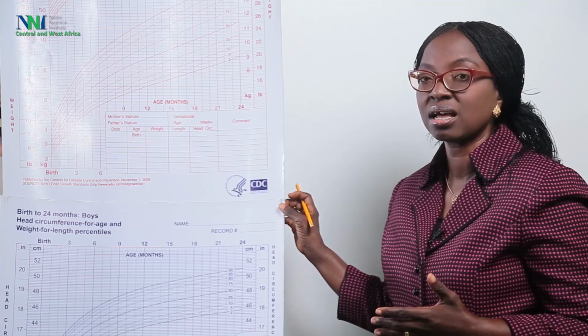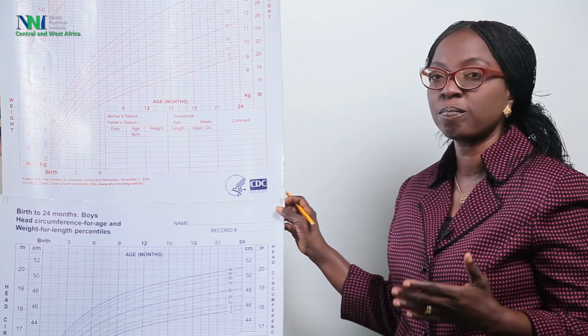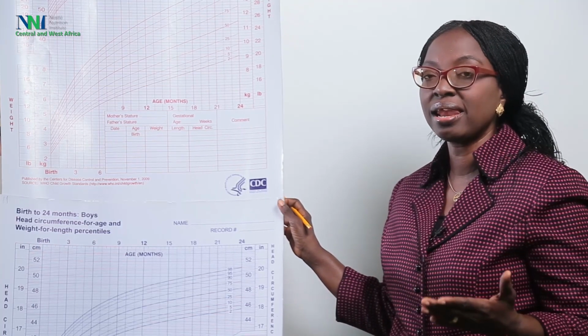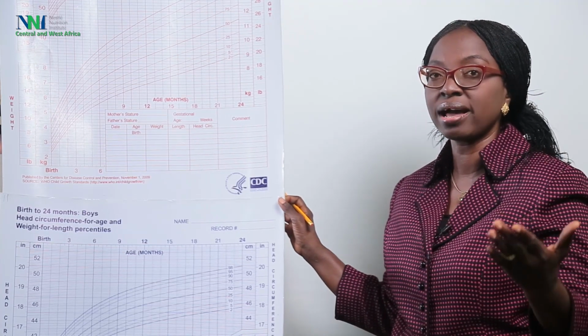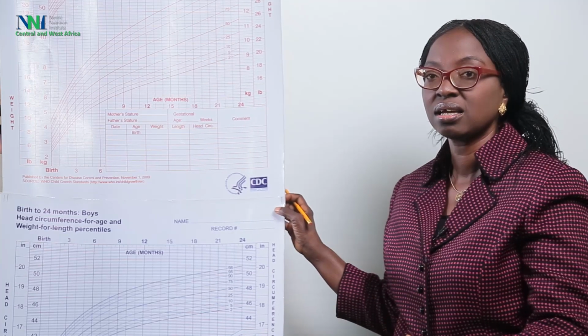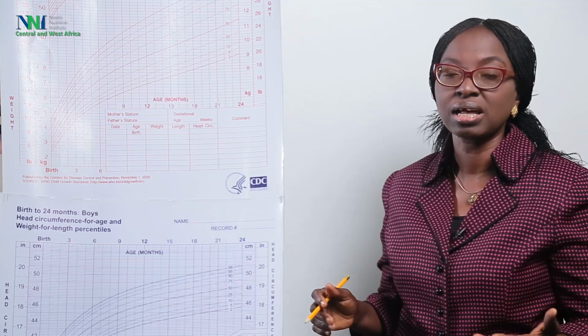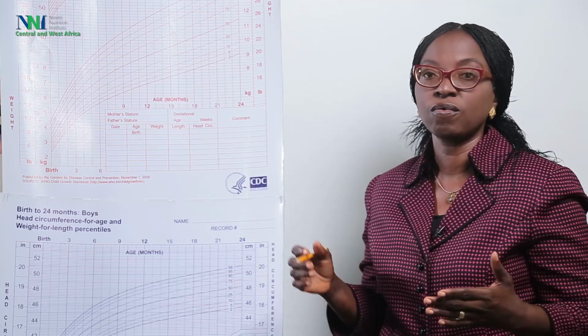It's very important for a healthcare provider to know the difference and choose the appropriate chart, because in early life, the boys are a bit bigger than the girls in weight. And if the wrong chart is being used for a child, then one can make a wrong judgment about the measurement of height or weight or head circumference of that child.